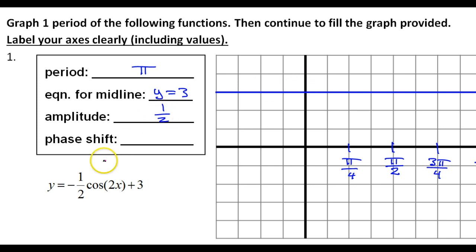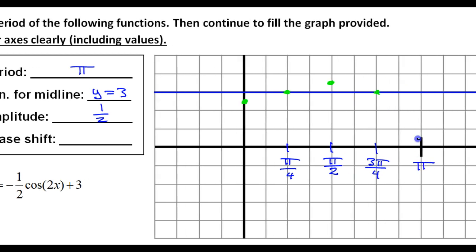So the amplitude is 1/2, but it's negative 1/2. So I'm going to start off my cosine function 1/2 below the midline. Next I'm going to come up to the midline. Then I'll go above the midline, but again the amplitude is 1/2, so I'm just going to go up half of a unit, and then back to the midline, and then at the end of my period here at pi, I should of course end up right back where I started from. So these are the 5 key values that will make up my skeleton graph.